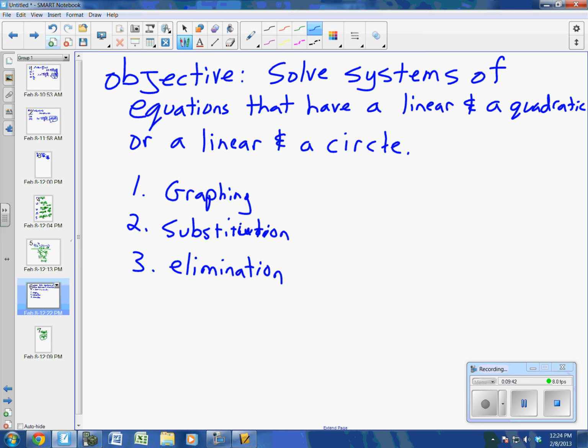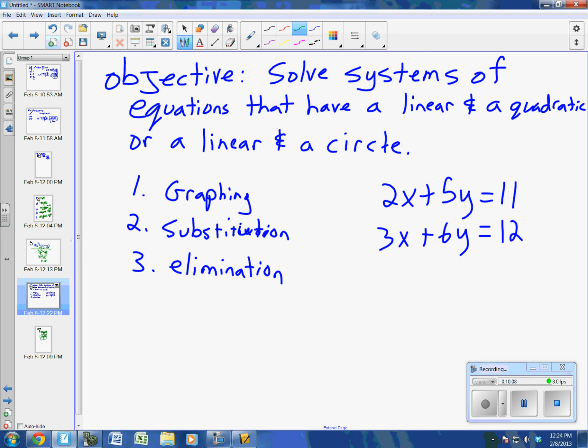And you probably had something that looked like 2x plus 5y equals 11, and maybe 3x plus 6y equals 12. You might have had something like that. And you had to solve it in one of those ways.